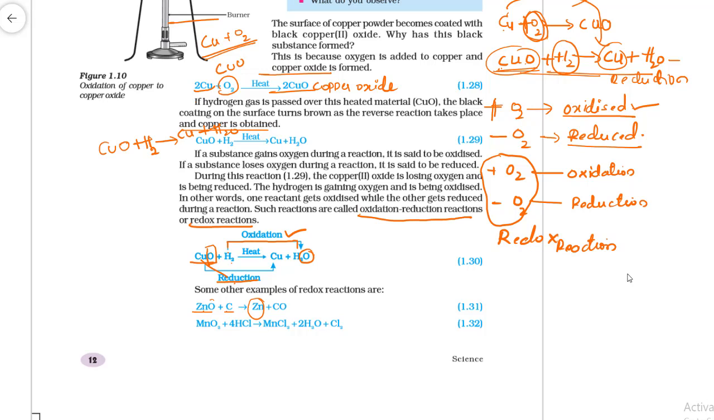So here zinc loses oxygen and carbon gains oxygen. So zinc is losing oxygen, so it is called what? Reduction. And carbon is gaining oxygen and it is called what? Oxidation. In the same way, MnO2 plus 4HCl. In MnO2, the oxygen is lost and hydrogen here is going to gain the oxygen. In the same way, it is the oxidation and reduction process. So this is about oxidation and reduction.